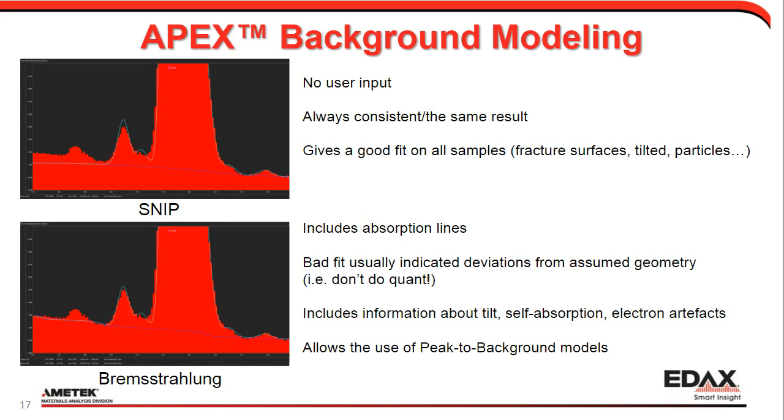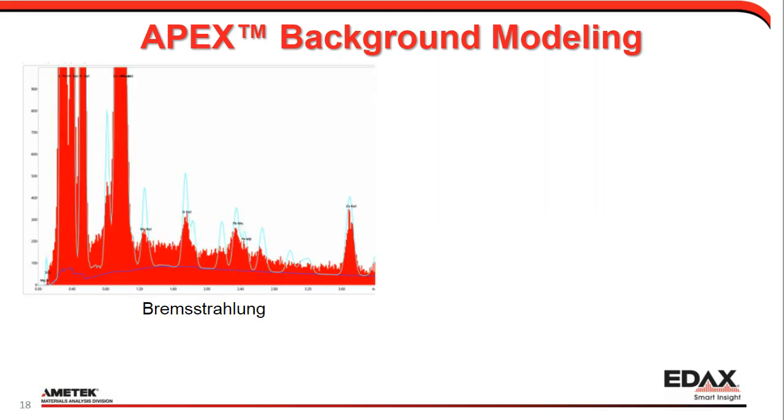Sometimes it will give you a bad fit. That's not a failure of the model. It means that your sample does not match the input parameters, which means don't click the quant button because something is wrong. Using the Bombshell model, you can extract information about the tilt of the sample, self-absorption, electron artifacts, and things like that. So here's an example where I would probably prefer to use the Snip model.